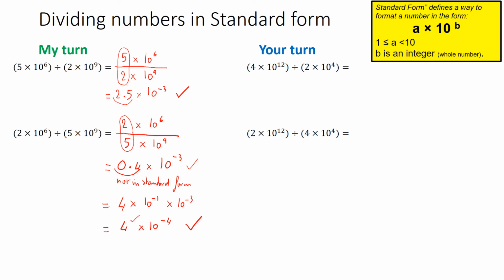You have another question on the right hand side, so just take a minute now, pause or stop this video to complete the question on the right hand side.